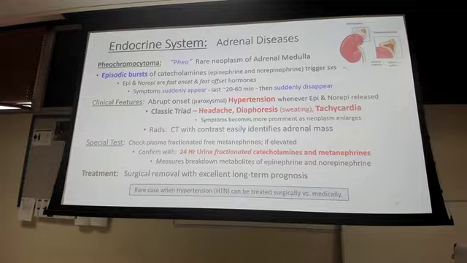So the problem here is that you develop a neoplasm in the adrenal medulla. So that center part of the adrenal gland, right? That adrenal medulla is responsible for making the catecholamines, so making epinephrine and norepinephrine. When you have this tumor there, it's going to release large amounts of epinephrine and norepinephrine.